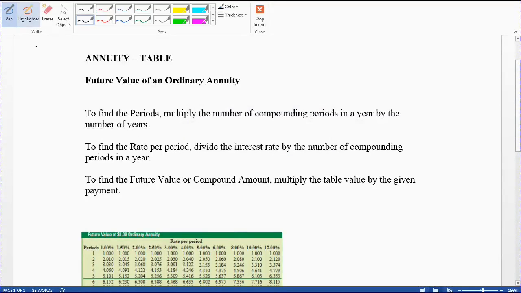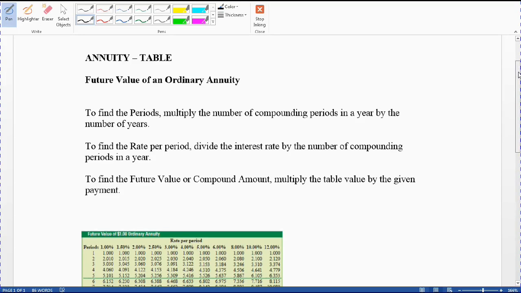Annuities. Annuities are interest accounts where you deposit so much money every certain length or a certain time period. For example, for a college fund, you may deposit $200 every month into your child's college fund for 18 years. And at the end of 18 years, you'll have all those deposits plus the interest earned on those deposits. Well, that's what an annuity is.